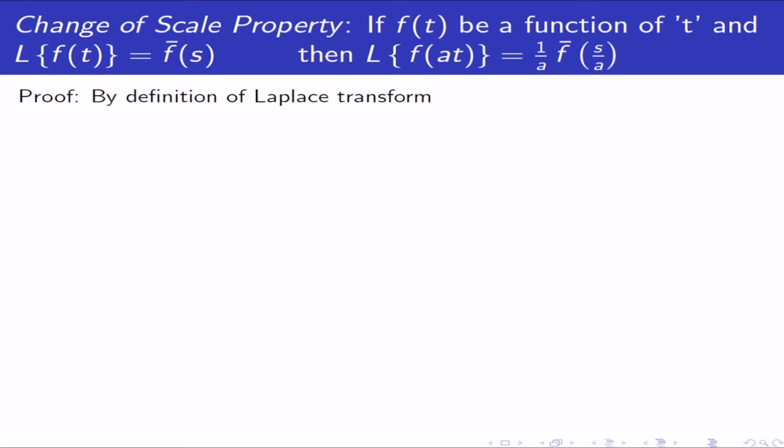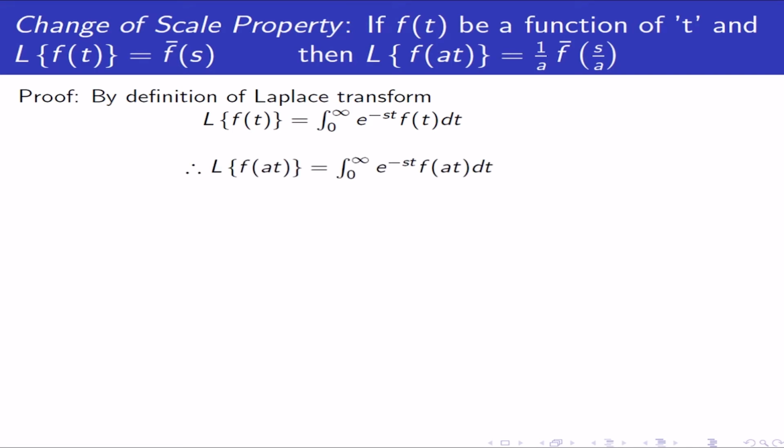By definition, the Laplace transform of f of t is equal to the integration from 0 to infinity of e raised to minus st f of t dt. Let us replace f of t by f of at since we want to find the Laplace transform of f of at. So the Laplace transform of f of at is equal to the integration from 0 to infinity of e raised to minus st f of at dt.